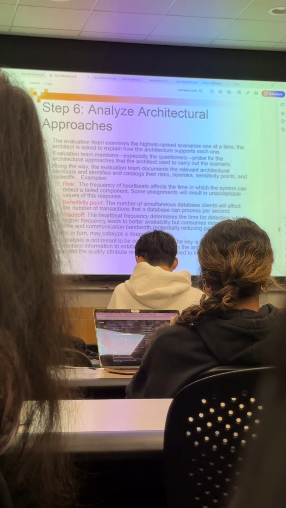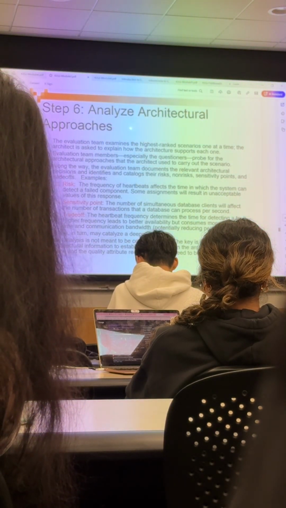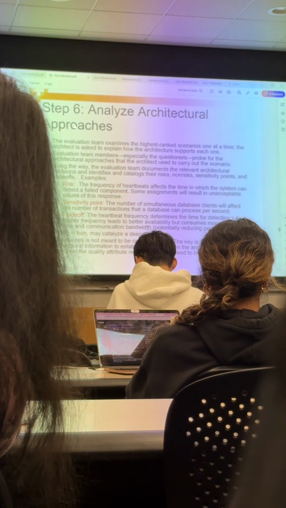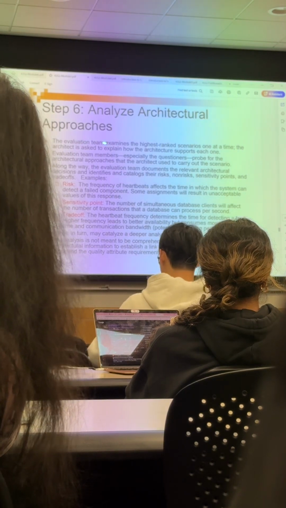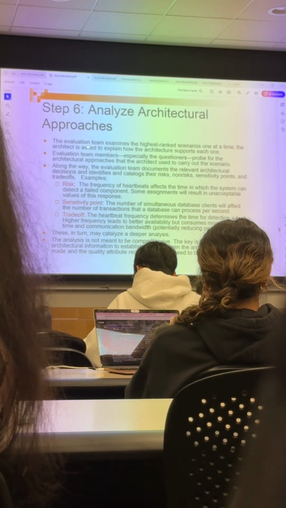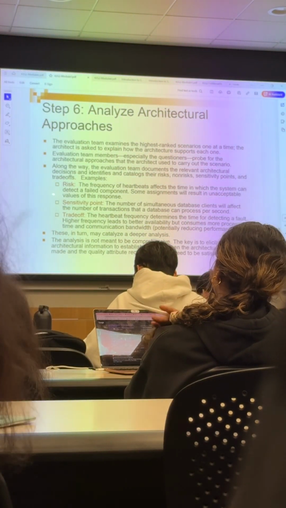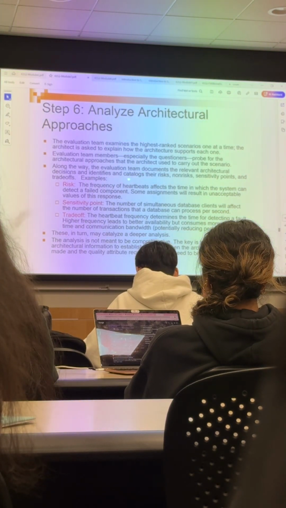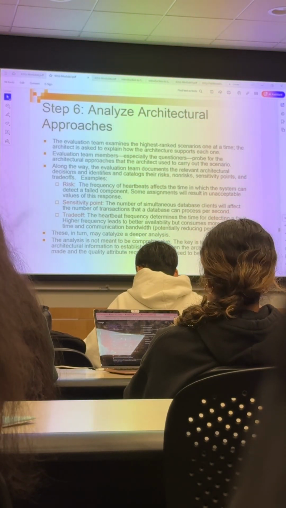So step 6 is when analysis happens for all the approaches that are already presented. And the architect has led this approach. So the evaluation team now goes through, and this is when they're going to identify risks, sensitivity points, trade-offs, and document them. They catalog it, right? And this is when they will turn to for deep analysis.